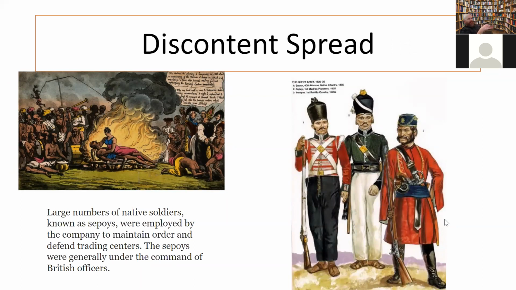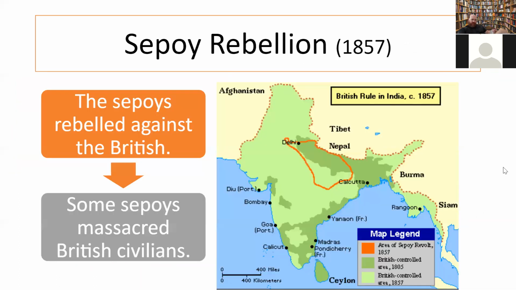And so an unfortunate idea on the part of the East India Company is to use these sepoys, these native soldiers, as employees, basically, right? So they're doing the work of the East India Company, and obviously they're going to be unhappy because of the way things are going down. And so you get the Sepoy Rebellion, right?